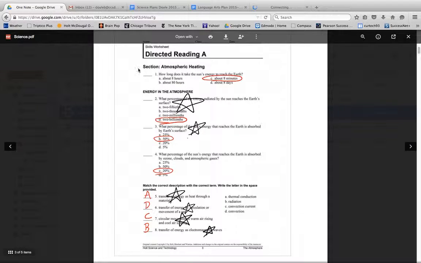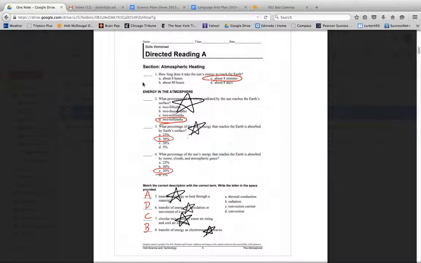Number one, remember, as you're going through, if I say something that sounds important or interesting to you, make sure you write it down in the margin. Make sure you have marks next to all your answers, stars or smiley faces if you get them right. And if you get something wrong, make sure you correct that.